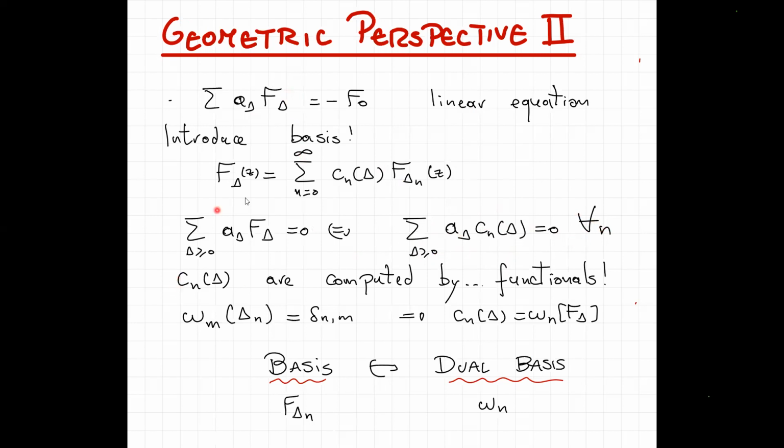And now, of course, the point is that these coefficients, which are the important thing appearing in this equation, how can we compute them? Well, we can compute them by acting with functionals, right? So let us define functionals, the functional omega m that acts on a crossing vector and which has this duality property that omega m on delta n is simply this Kronecker delta. Then if you take this functional and you act on this equation, then on the left you get omega n of f delta, and here it kills everything except one term. So it's easily seen to tell you that Cn delta is the action of this functional on f delta.